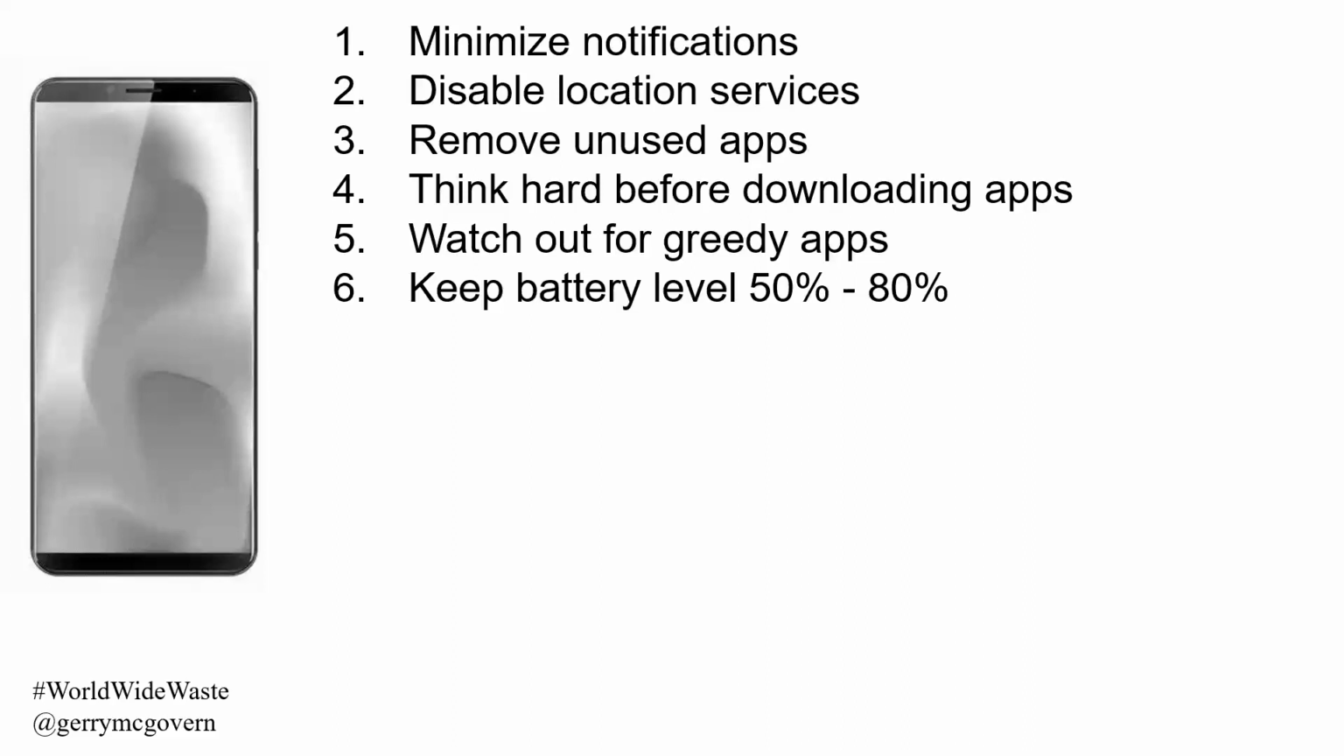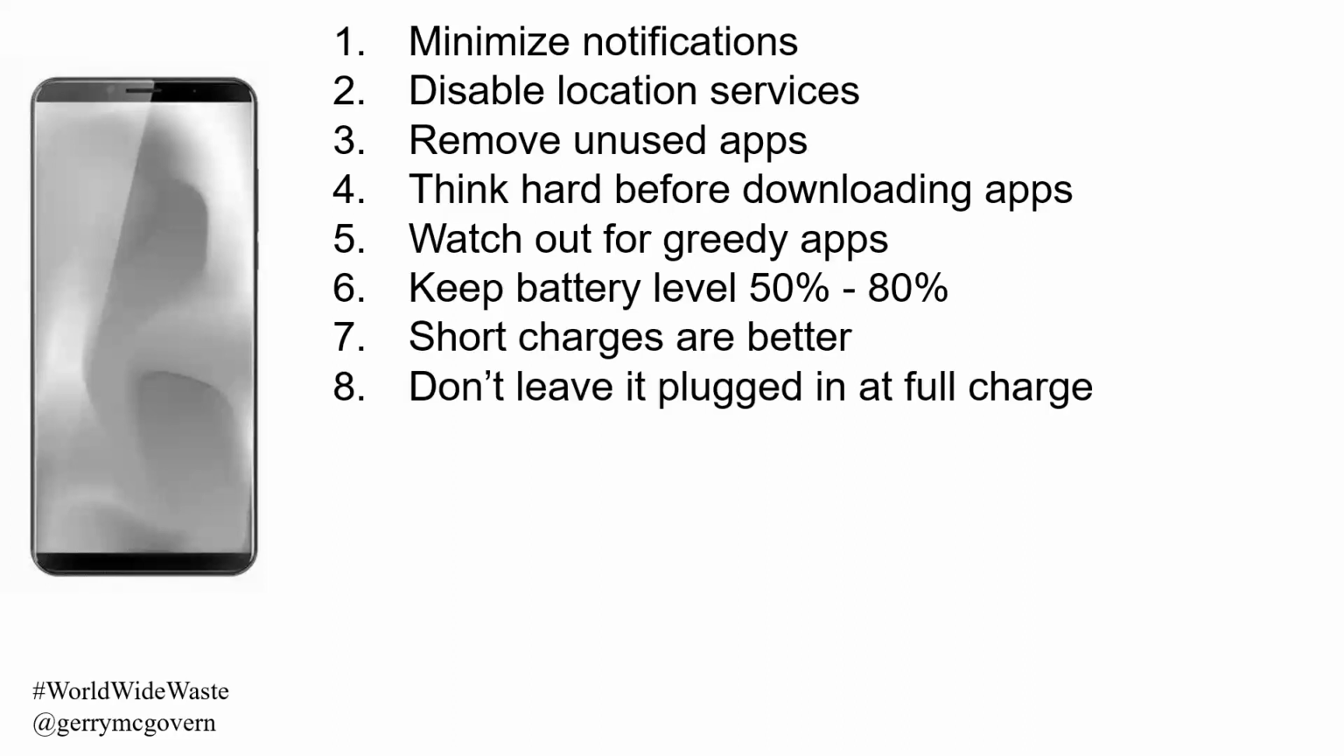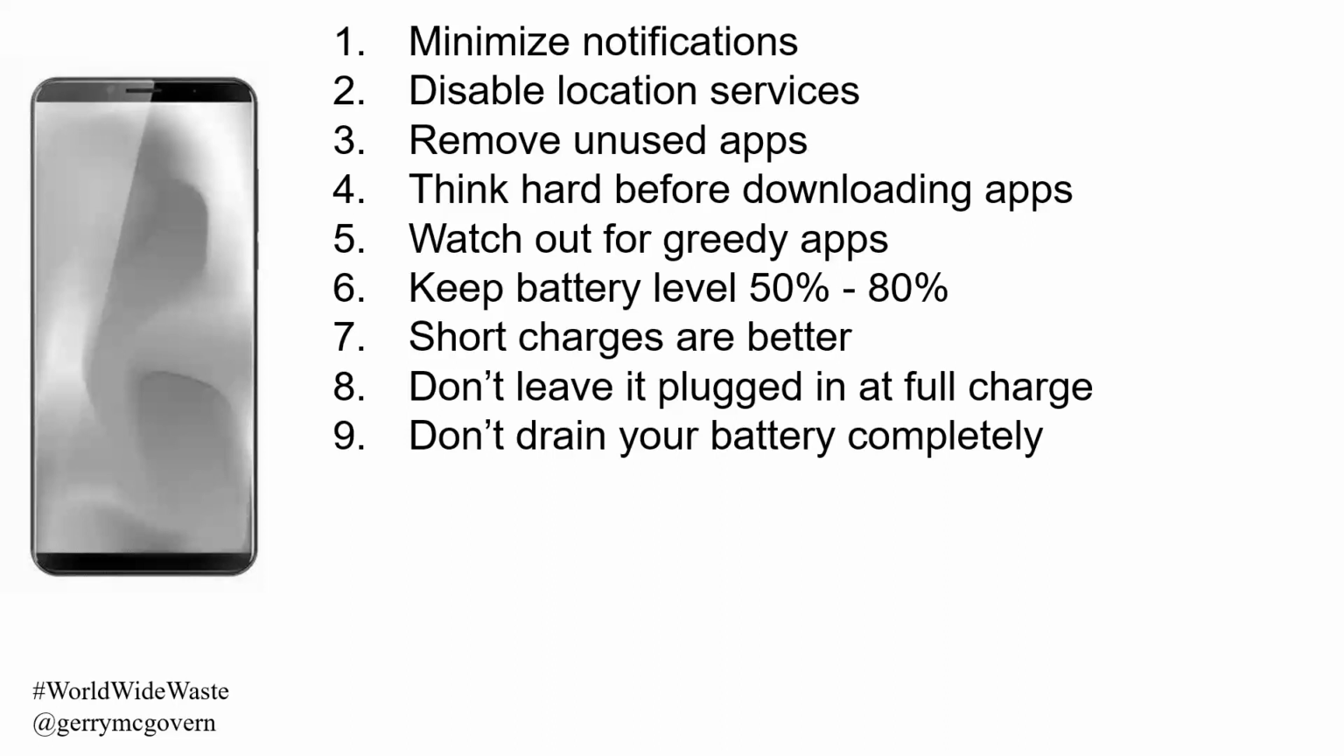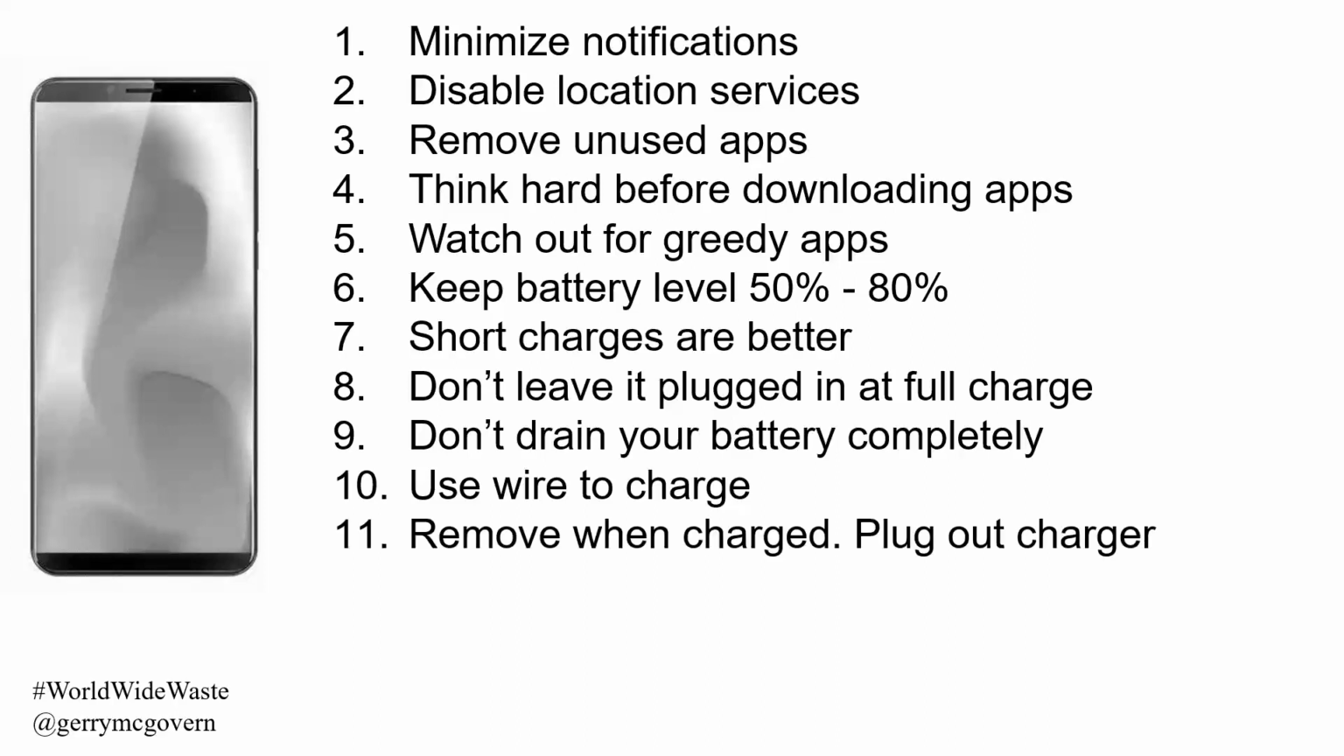Keep battery level between 50 and 80%. That's the optimal space for the longest lasting battery. Short charges are better. Don't leave it plugged in at full charge, and don't drain your battery completely. Use a wire to charge. A wire requires 50% less energy than a wireless device to charge. Remove the phone when fully charged and unplug the charger if at all possible.